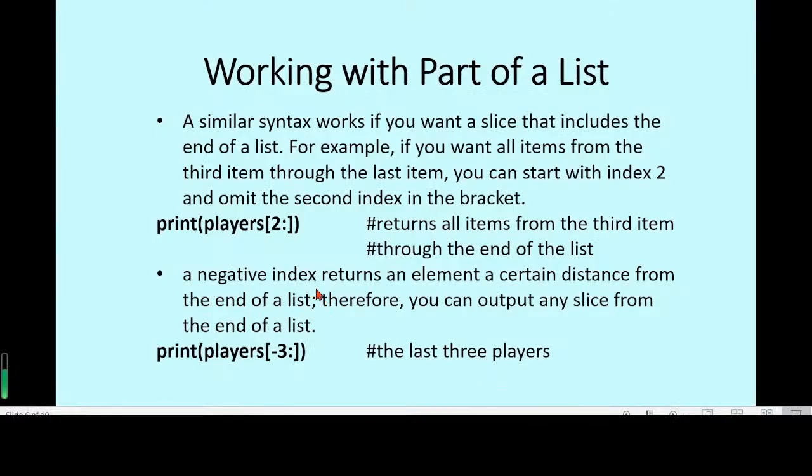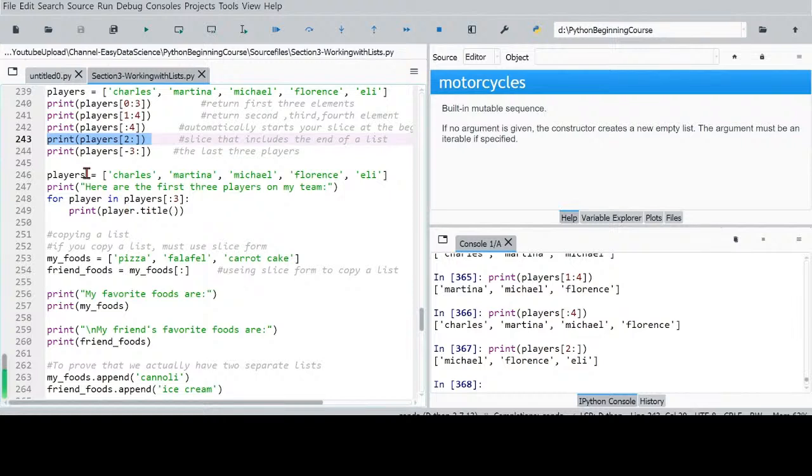The negative index returns an element a certain distance from the end of a list. So therefore, you can output any slice from the end of a list. So, for example, we can write players bracket -3, then colon. Then it will return the last 3 players. So it will return the last 3 players with the negative index.